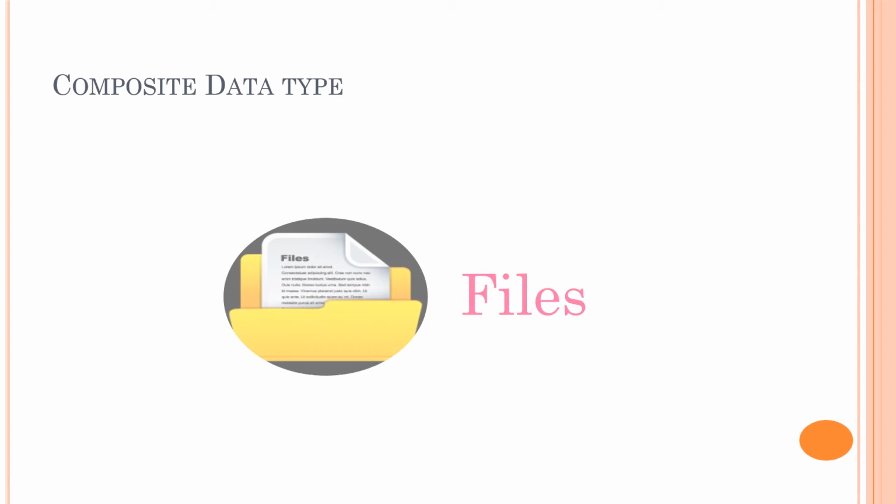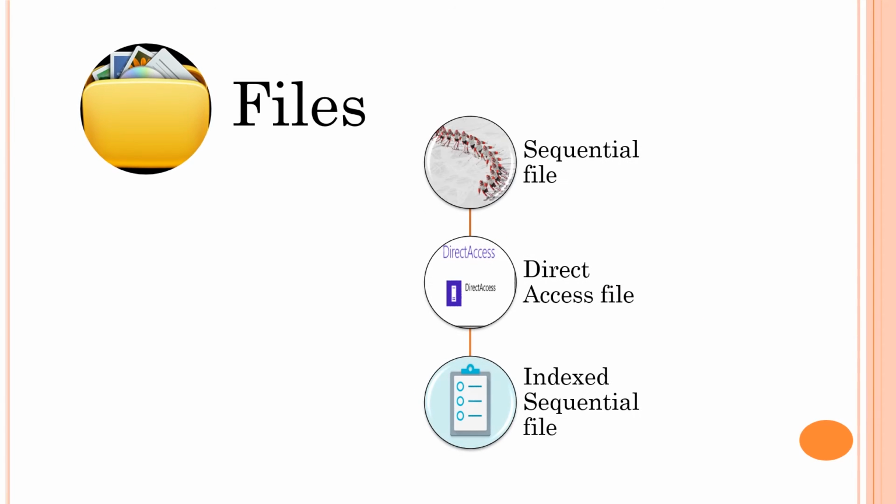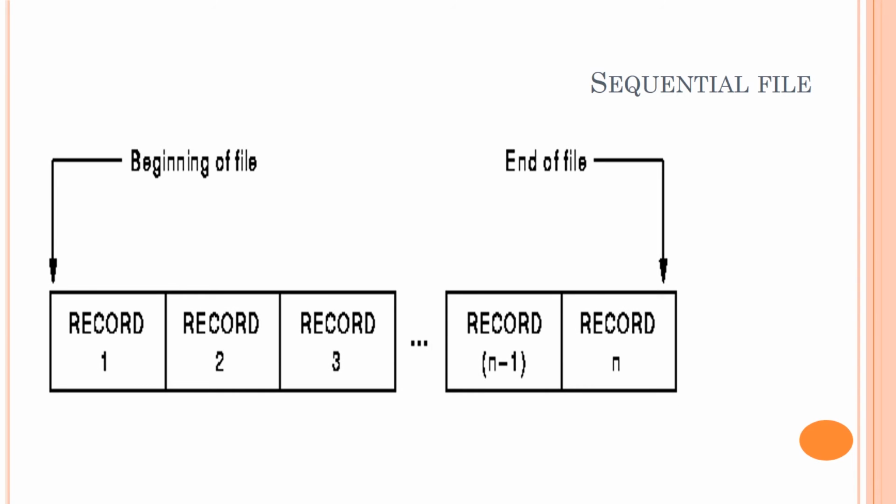Next is composite data types. First one is file. A file is a data structure which has a greater lifespan. It is similar to how we write something on paper. The files can be of three types. First one is sequential file. A sequential file is a data structure composed of a linear sequence of components of the same type. It is of varying length with no fixed maximum bound.